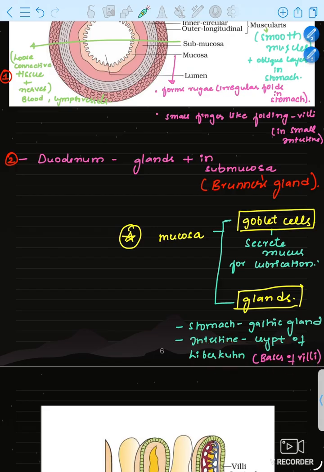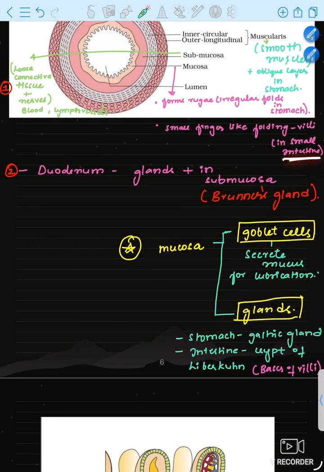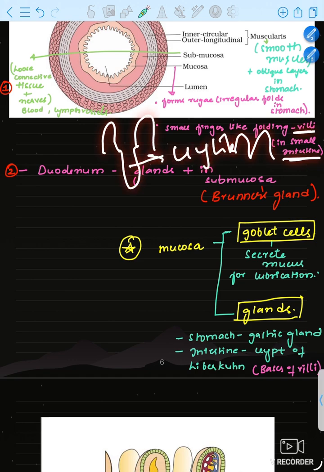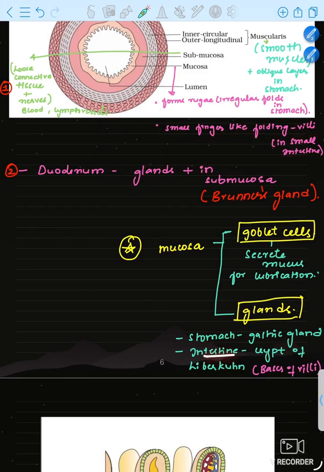What did we learn in intestine? It forms a villi structure, right? Villi will be like this. At the base of the villi, crypts of Lieberkühn will be found. That is a gland in the intestine. Crypts of Lieberkühn at the base of the villi.